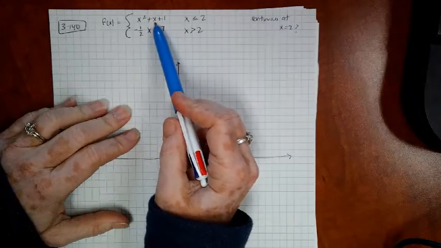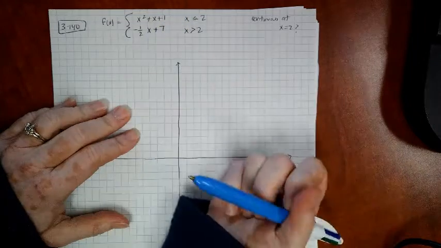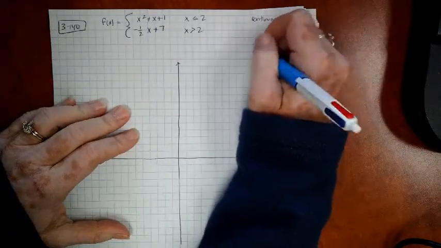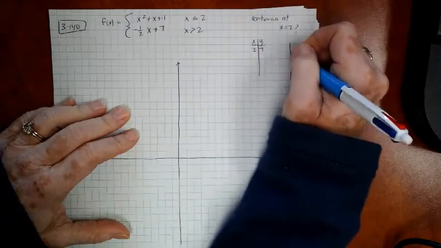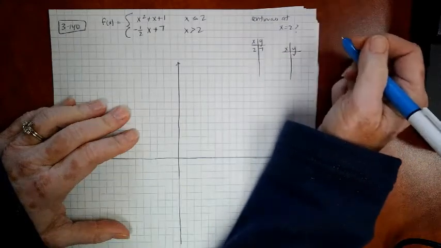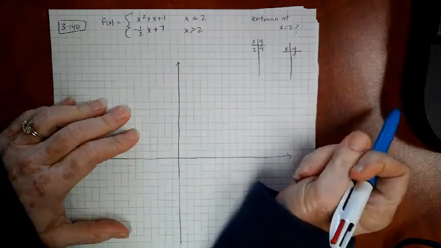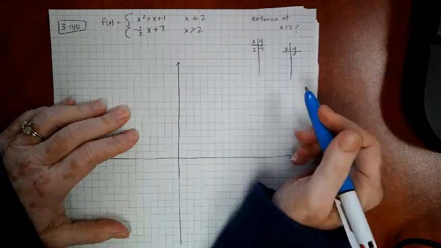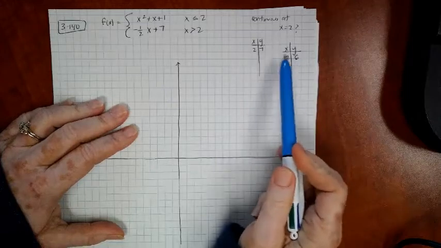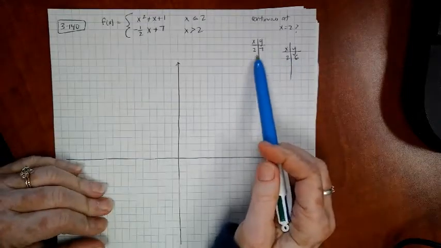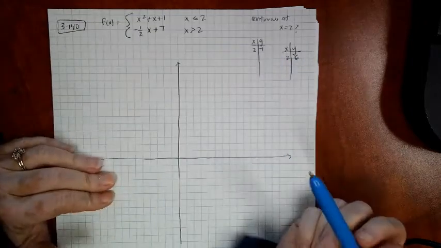So 2 squared plus 2, well, 2 squared is 4, plus 2 is 6, plus 1 is 7. And then the other function, it would be negative 1/2 times 2, which would be negative 1 plus 7 is 6. So I can already tell that they're not going to be continuous at 2 because I got two different answers when I plugged 2 in. So let's see what the graphs look like.